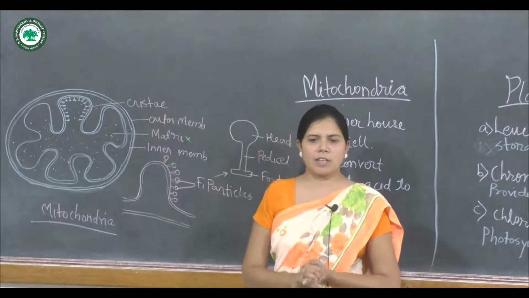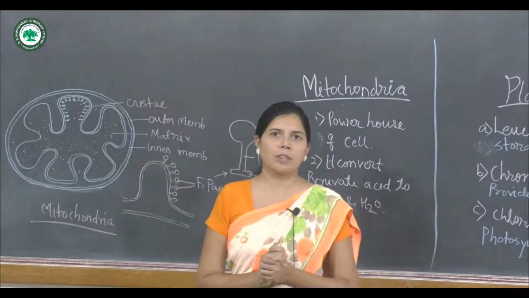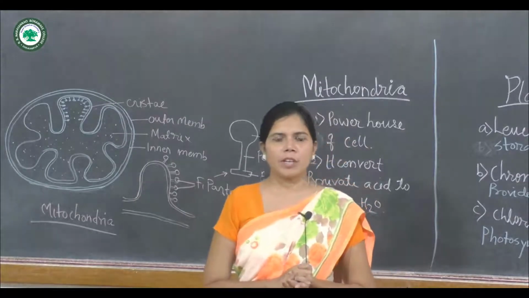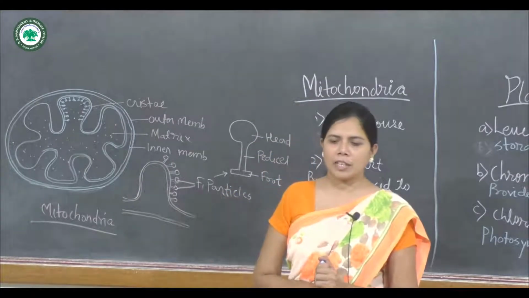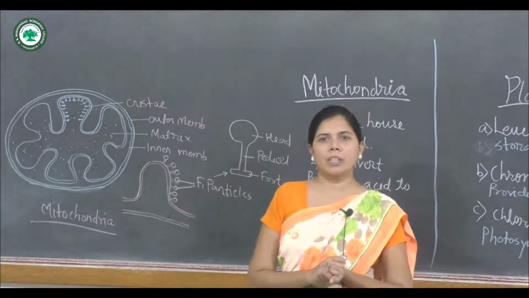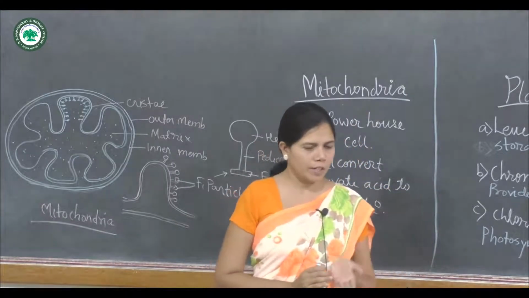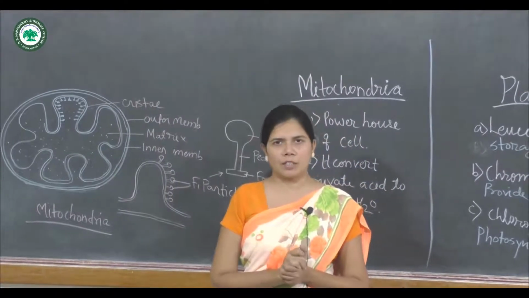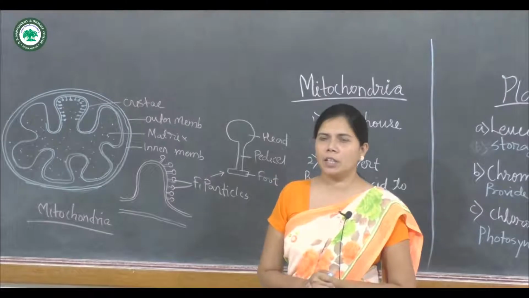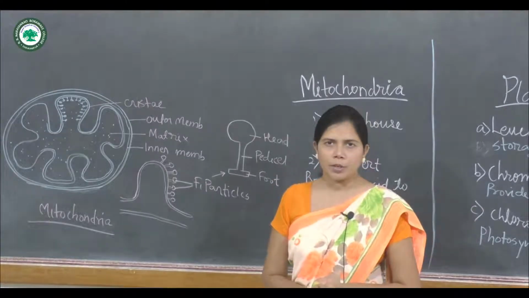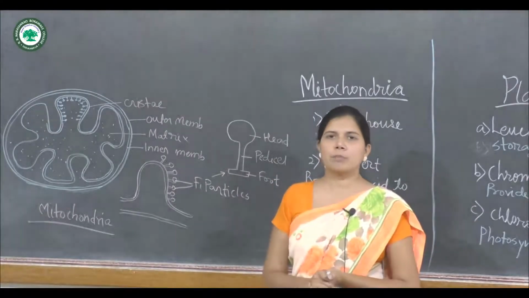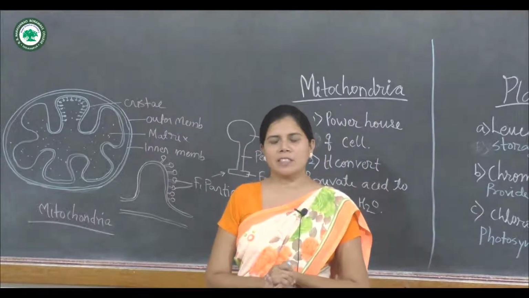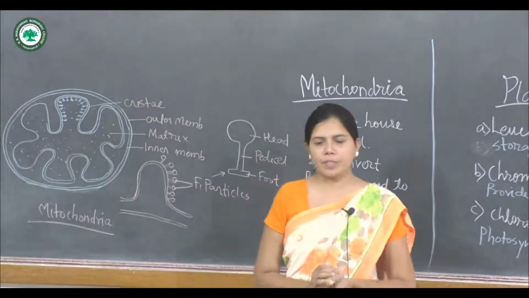The mitochondria is one of the important cell organelles. In the typical cell, the mitochondria is an important cell organelle which is involved in aerobic respiration. It is present in all eukaryotic cells. It is absent in prokaryotic cells. Again, it is absent in RBCs, which means in red blood corpuscles the mitochondria is absent.